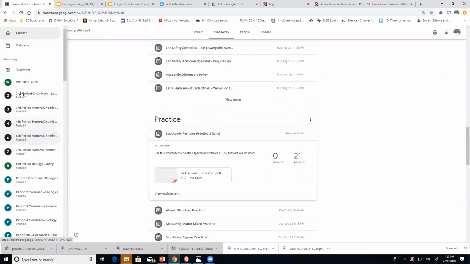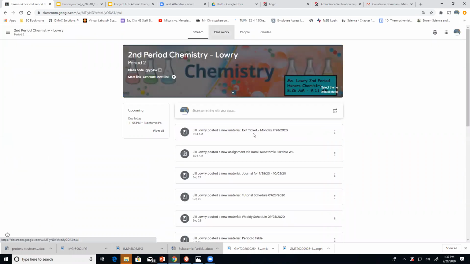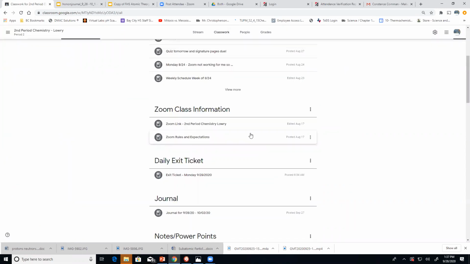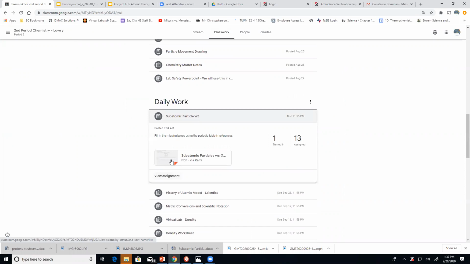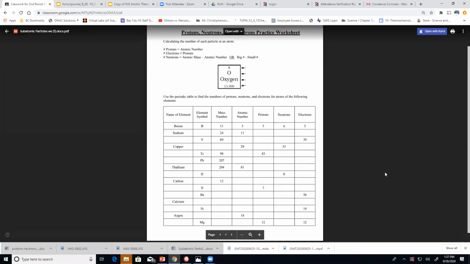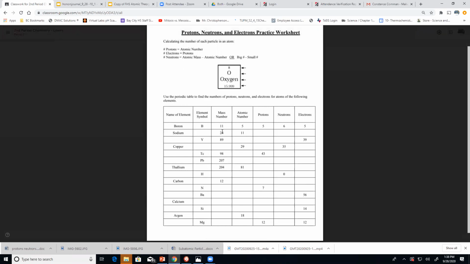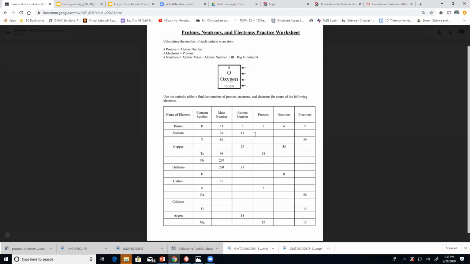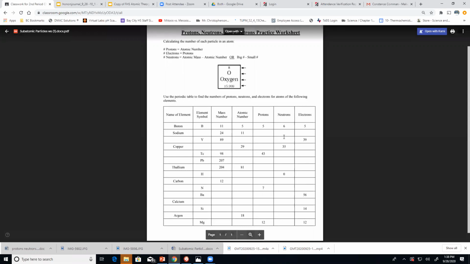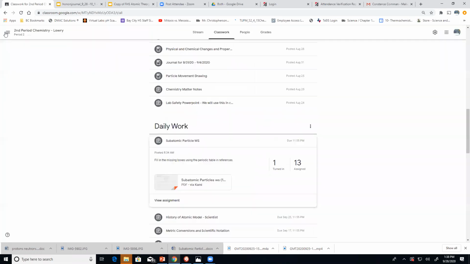If you're in regular chemistry, then go under daily work, subatomic particle worksheet. You'll have to write on this with Cami using your periodic table, and you can see you're filling in the things that are missing. If you know 1 or 2 and the name of the element, you have a periodic table, and you know one more thing, you can work through the rest of these. Honors chemistry, yours are just for practice. Regular chemistry, be sure and turn this in for credit.